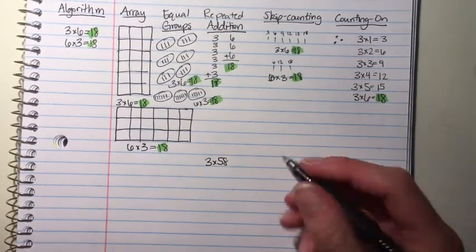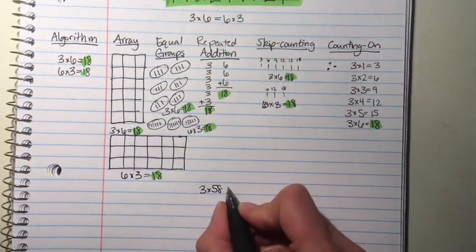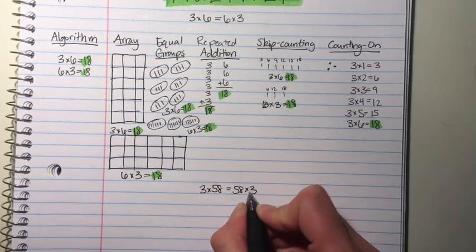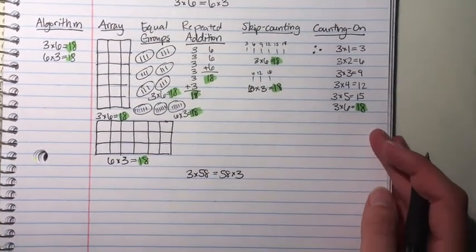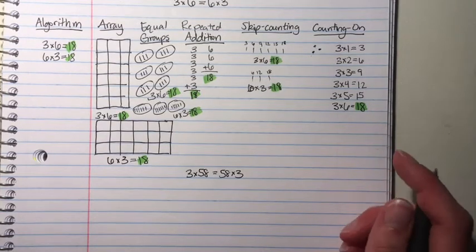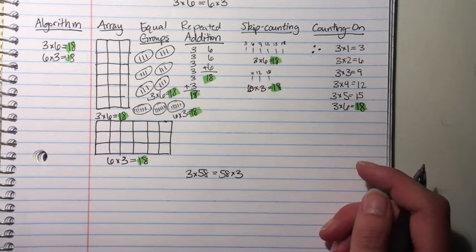We know that the same rule is going to apply here. 3 times 6 is 6 times 3. 3 times 58 is 58 times 3. Well, I don't know about you, but I don't particularly want to make an array that involves 58 sections. That's going to take up a lot of my time. I don't really feel like doing it that way.